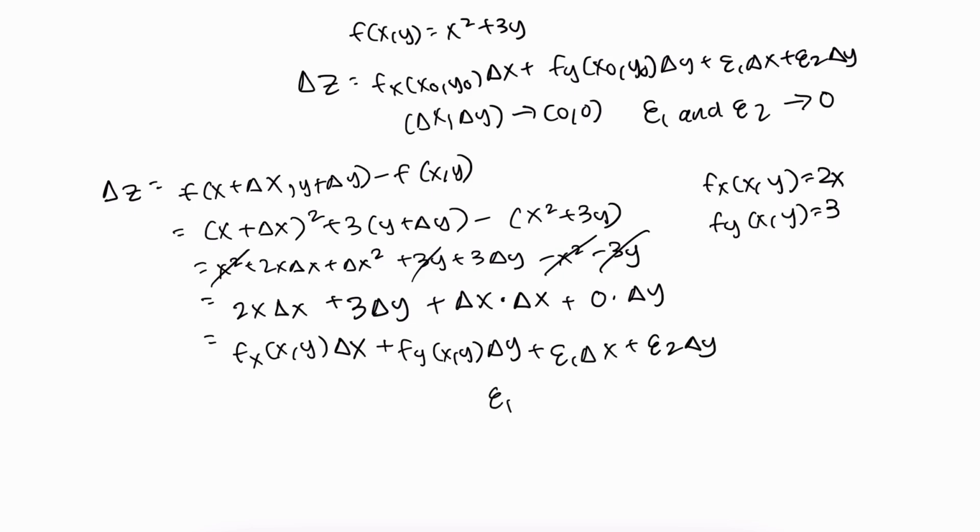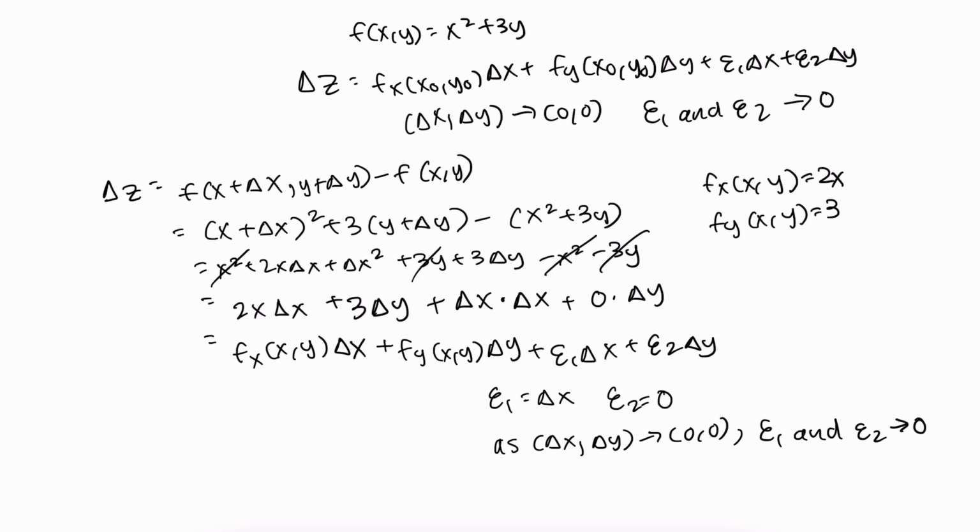As you can see, epsilon 1 is just delta x and epsilon 2 is just 0. And as delta x and delta y approach 0 and 0, we see that these two also approach 0. And this just shows that f will be differentiable at every point in the plane. And yeah, we've basically proved it.